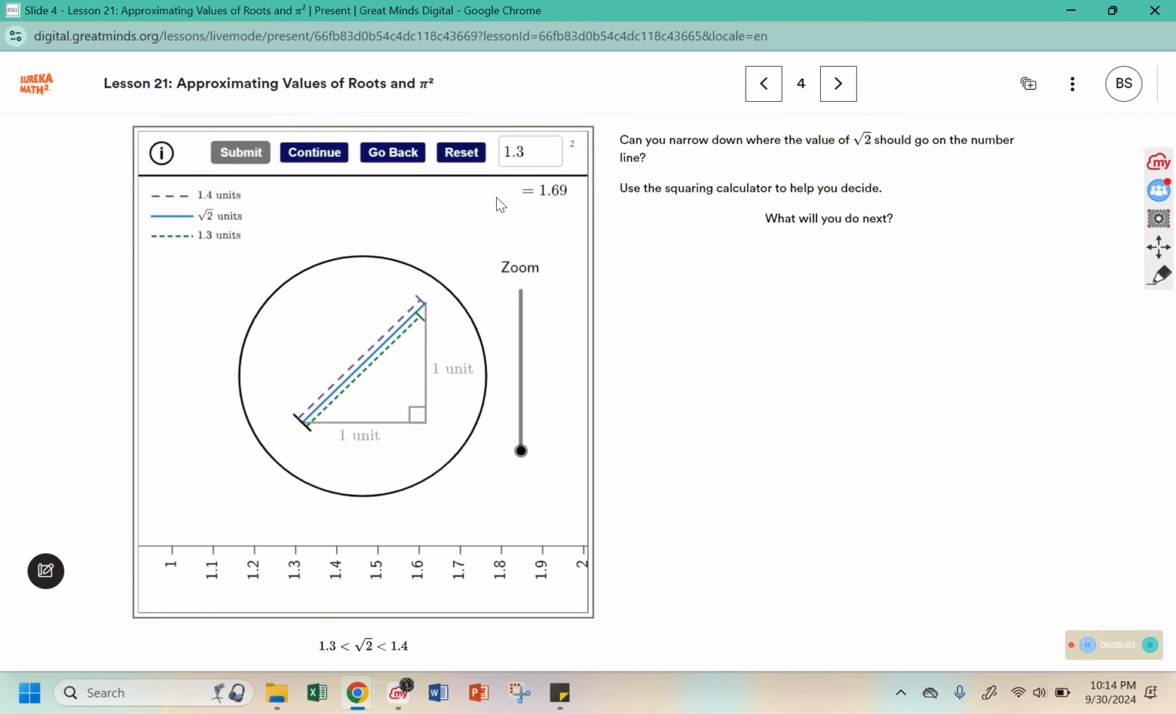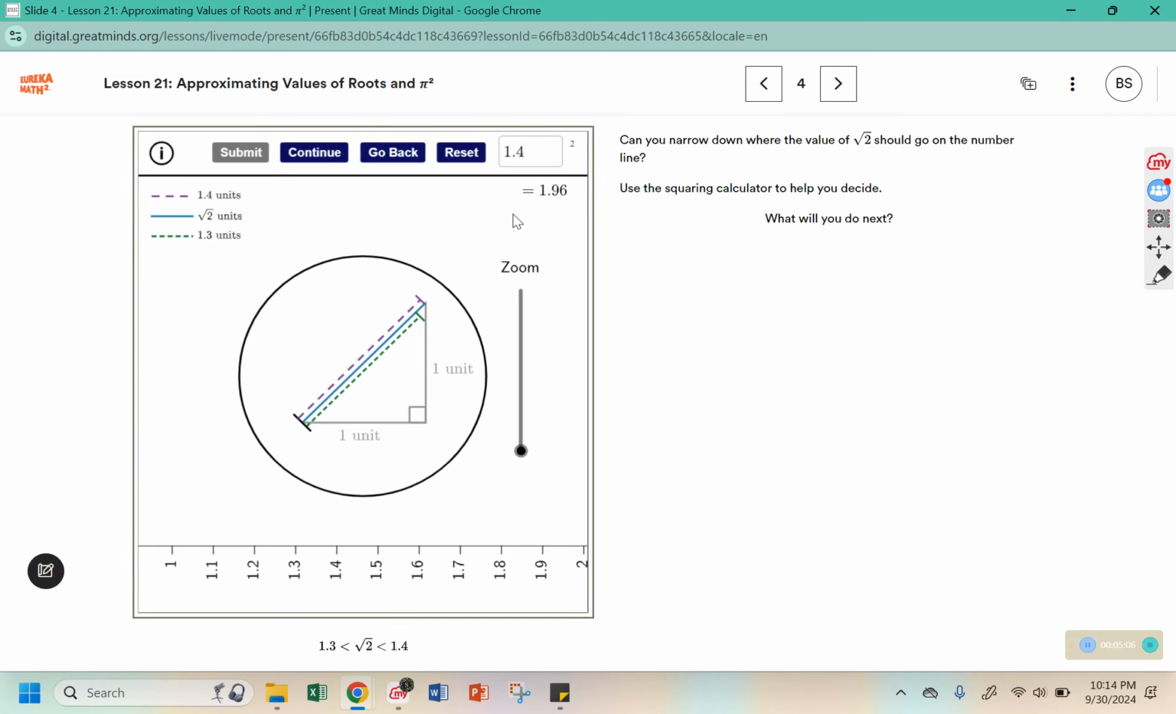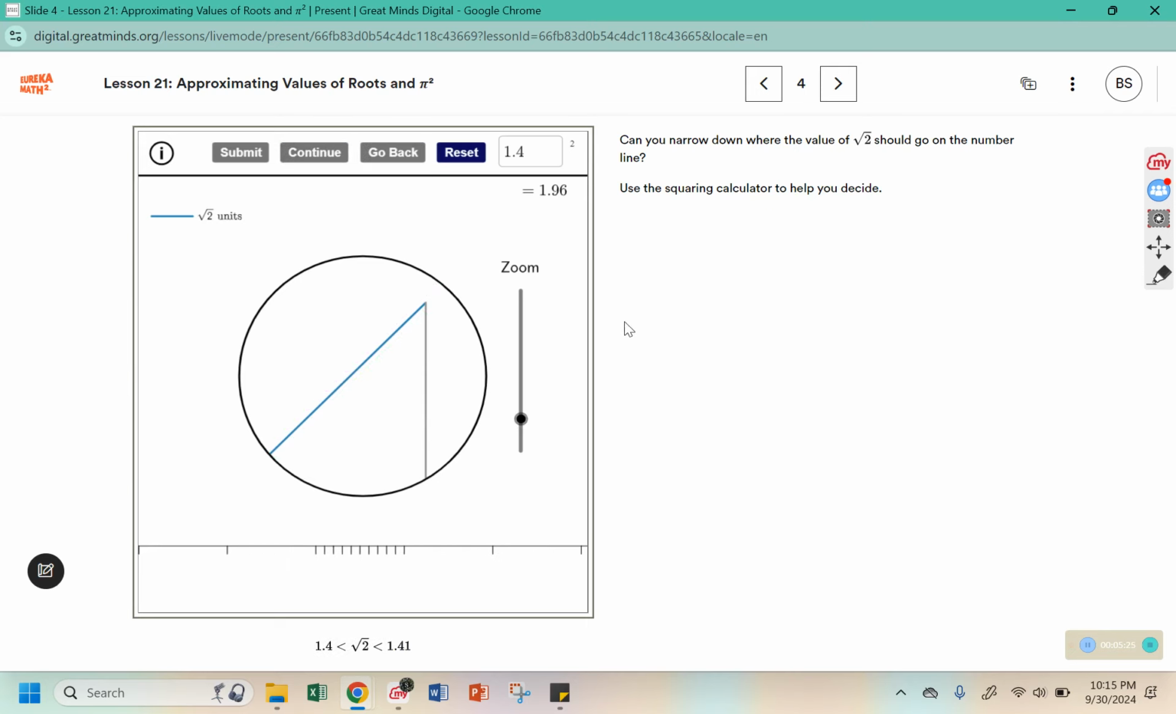1.3 is 1.69, and 1.4 is 1.96. So both of those are actually still below. So I'm going to scoot it up one. And now you can see I have one that's slightly below and one that's above. So now I'm going to zoom in between 1.4 and 1.5.